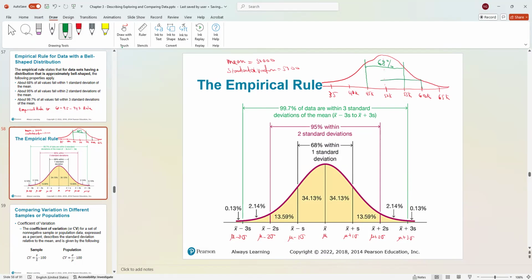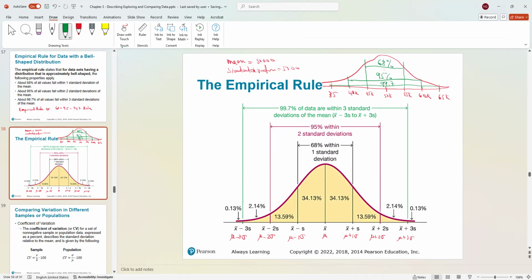95% of people working in that company have an income range from 40,000 to 60,000. And of course, 99.7% of people working in that company have an income range from 35,000 to 65,000. We leave 0.3% for the CEOs, those people who have just a contract for one day, etc. But that's what it is.